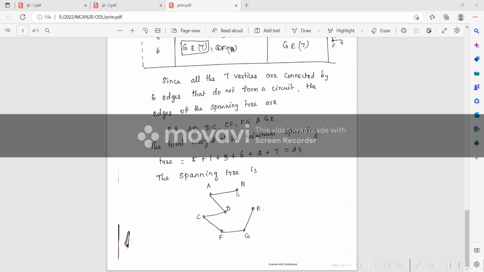From A we can reach B, and from A we can reach D using this path A to D. From A we can reach C, that is A to D and C to B. From C we can reach F. From A also we can reach F: A to D, D to C and C to F. So between any two vertices we have one path. This is a connected graph and it has no cycle, so this is an example of a tree.